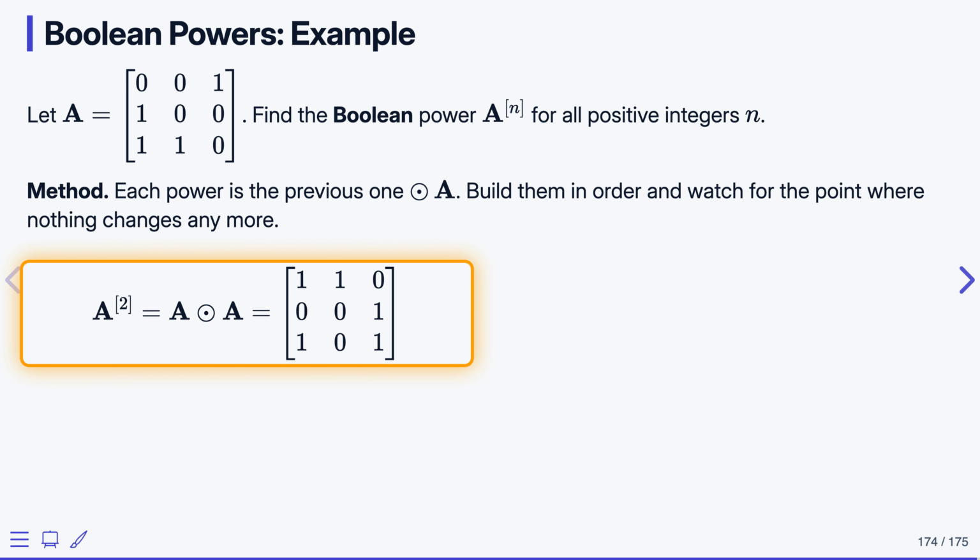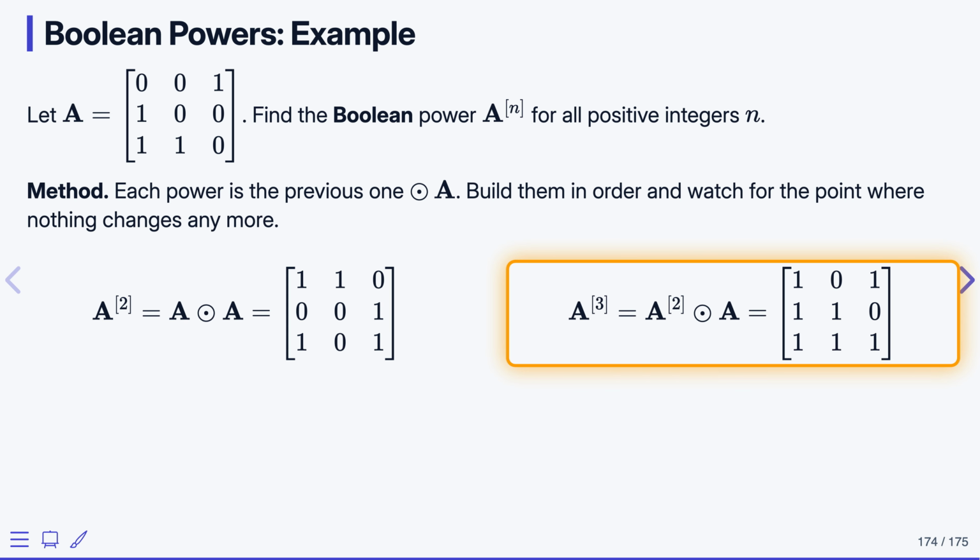First, the second Boolean power. That is A circle dot A, working the 9 entries the way we did before. It comes out as rows 1, 1, 0; 0, 0, 1; and 1, 0, 1. Next, the third power. That is the second power, circle dot A. It comes out as rows 1, 0, 1; 1, 1, 0; and 1, 1, 1. Watch the bottom row. It is filled up with ones.